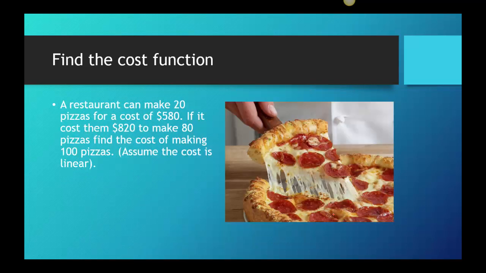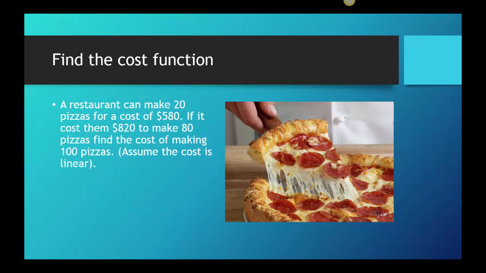Let's switch it over to something you guys like even more. Let's talk about pizza. So let's say a restaurant can make 20 pizzas for a cost of $580, and it'll be $820 if we make 80 pizzas. So let's figure out how much it would cost to make 100 pizzas. Okay, again, let's assume it's linear.